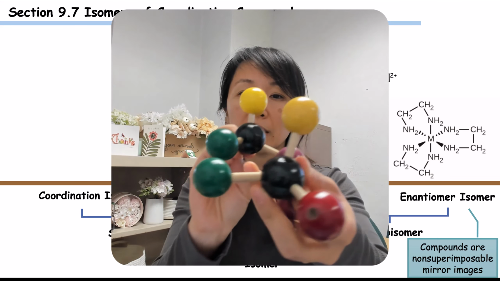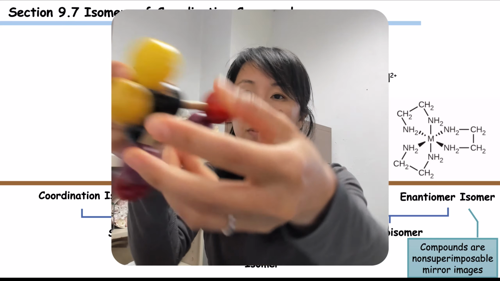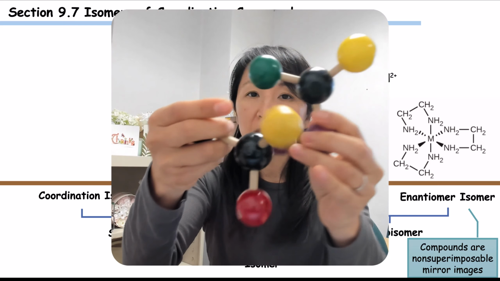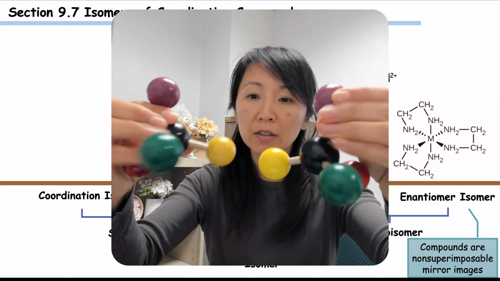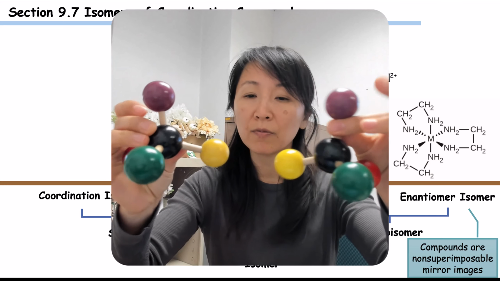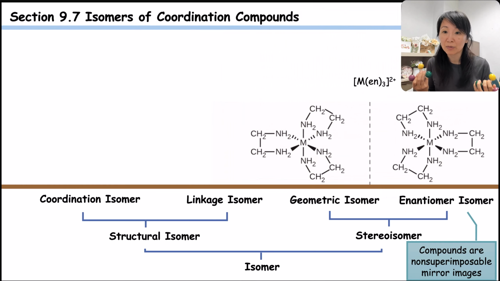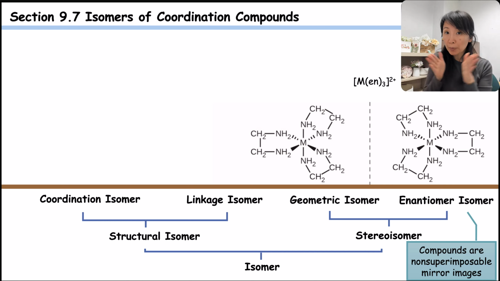So if I were to line up the green and the yellow ones, the purple and the red don't line up. So we can see that when they are looking at each other as if they're looking in the mirror, they look like they're exactly the same. But if I were to put them on top of one another, they're not the same. So they are isomers in that they have the same attachments. These are stereoisomers. They have the same attachments, but they're enantiomers. They're mirror images of each other.